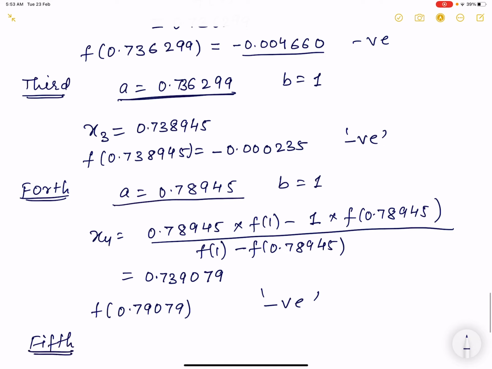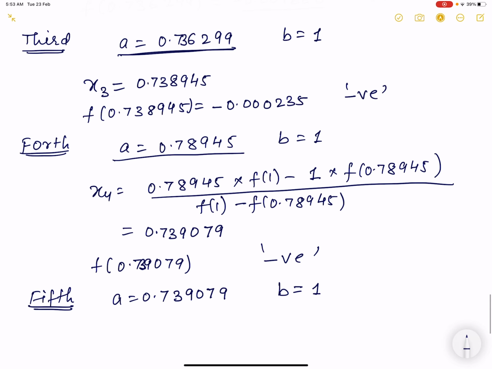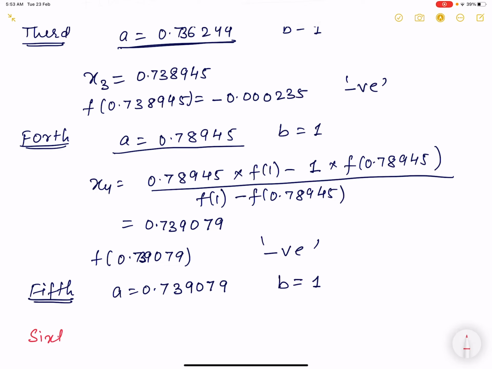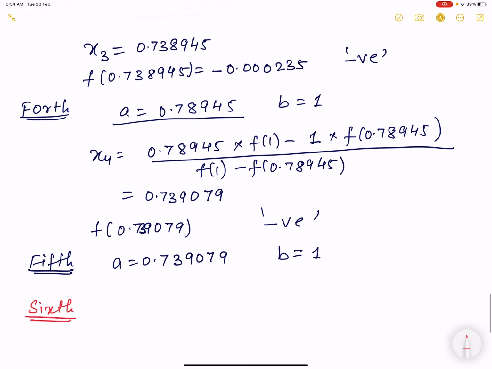We are going to take a as 0.739079, and b is equal to 1. Do the same thing again and we'll reach the answer. We have to do one more iteration, the sixth iteration, and in the sixth iteration you will get the answer as 0.7391, which is correct to actually 4 decimal places.